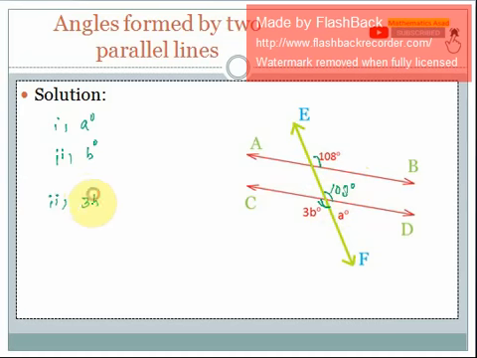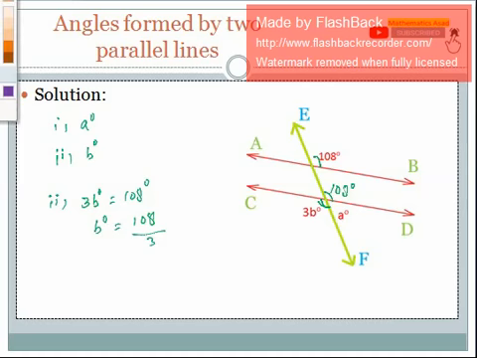So 3B degrees must be equal to 108 degrees, so B degrees must be equal to 108 divided by 3. We can cut it for simplification, so it becomes quite easy. 3 3s are 9, 3 6s are 18, 3 1s are 3. So B degrees must be equal to 36 degrees.